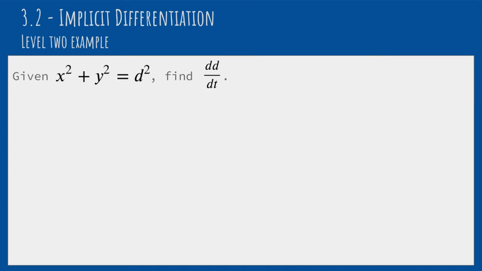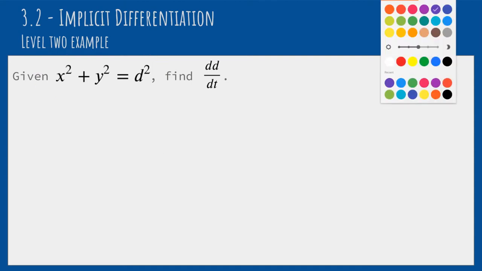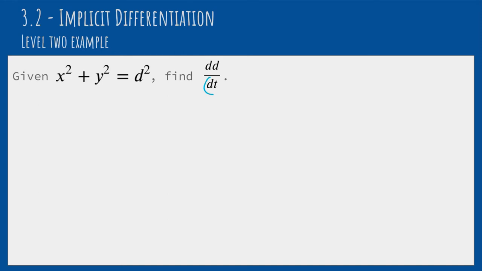This is a fairly straightforward problem, but I've got it as a level 2 problem because it introduces a new idea. And that idea is that we can take the derivative of an expression that has more than two variables in it. So we're used to just having x's and y's, but we've got the d in there now. And we can take the derivative with respect to a variable that's not even in the equation. So this gets into the idea of like parametric equations.